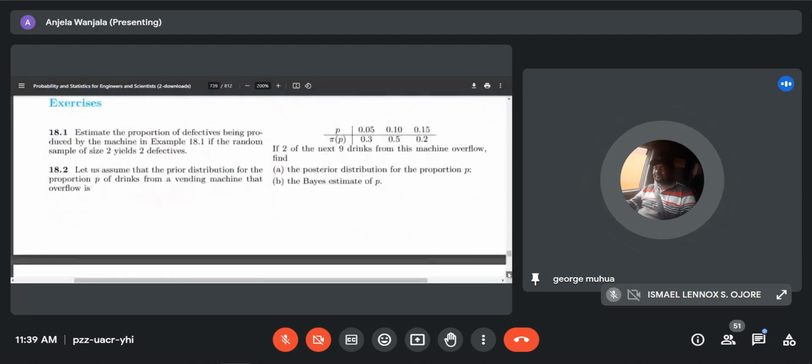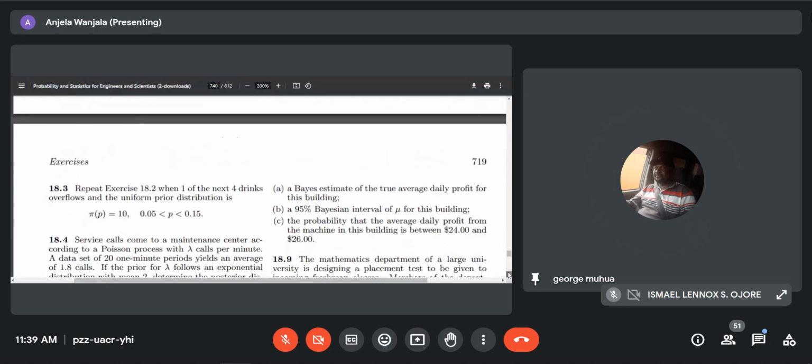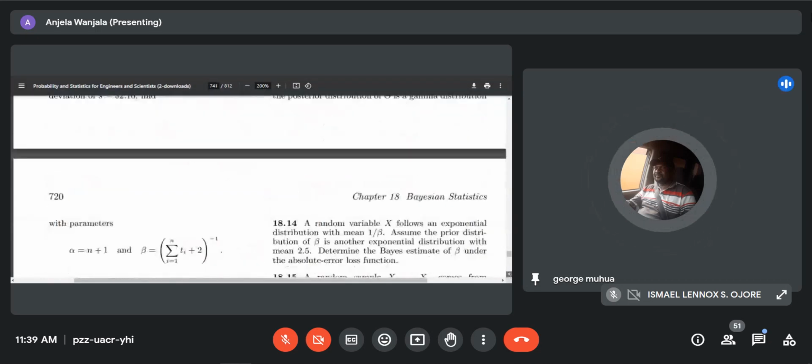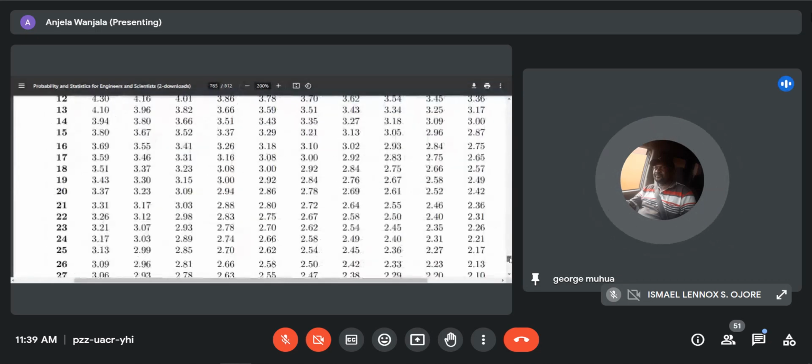Just go up to the end. The tables are before the, just go, yes.